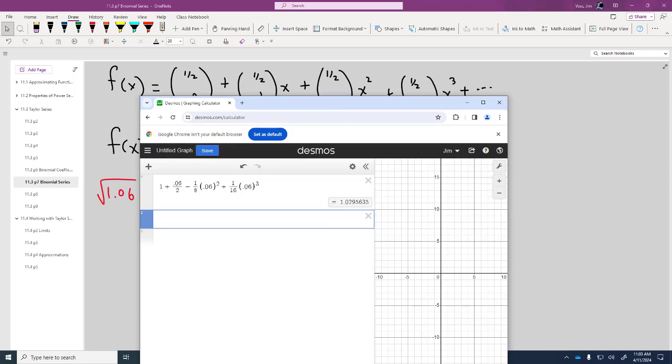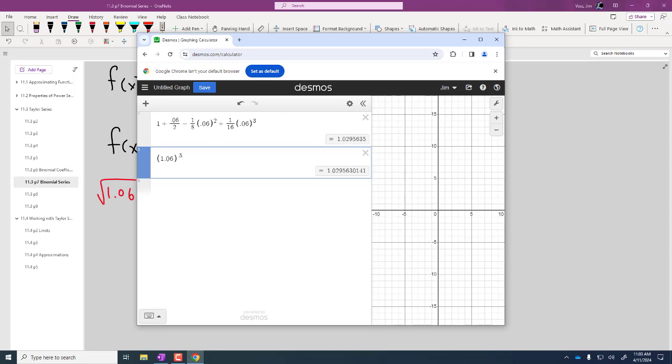So let's do the square root of 1.06. I guess I could have done that with SQRT. So that is pretty good. I don't have my glasses on. How many decimal places does it match? 7. It matches a lot for that simple little polynomial. 6.